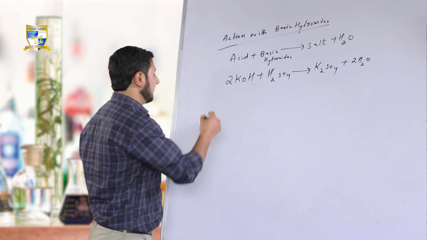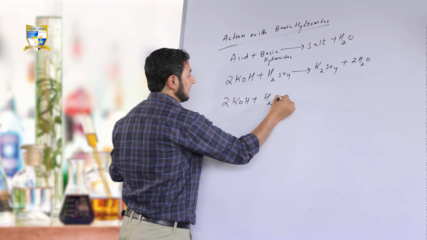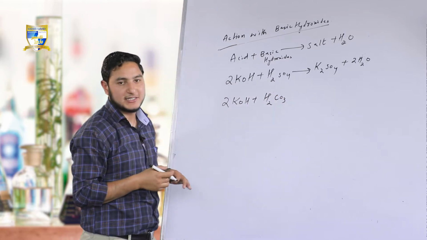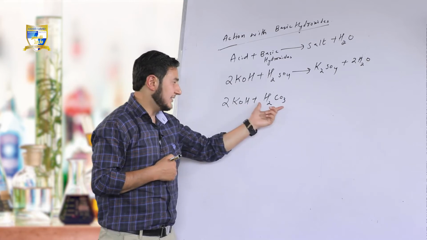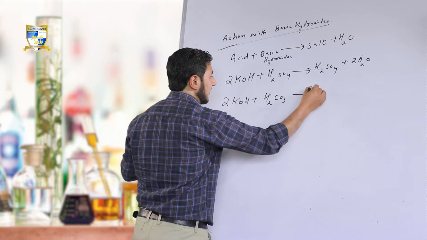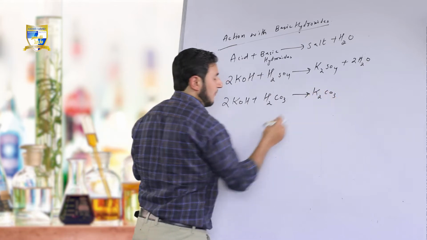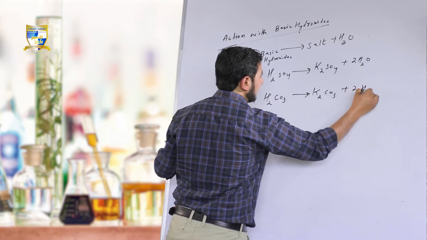I can write over here carbonic acid, H2CO3. This is my carbonic acid, and this is my basic hydroxide. There will be formation of salt along with water, that is K2CO3, potassium carbonate, along with water.